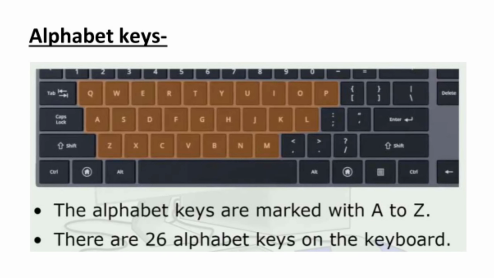Now we are going to learn about alphabet keys. As you know, there are 26 alphabet keys available on the keyboard. You can see in the picture alphabet keys start from Q and end with M. These all are called alphabet keys.